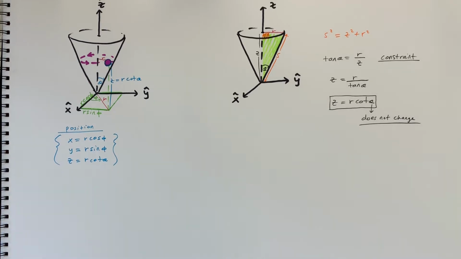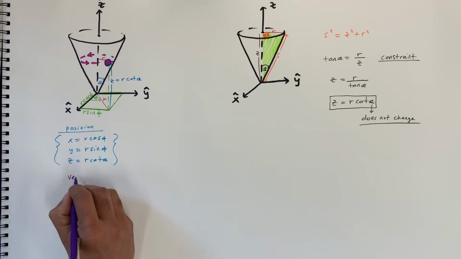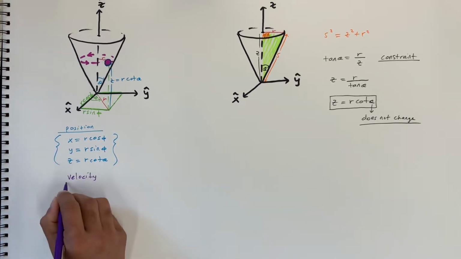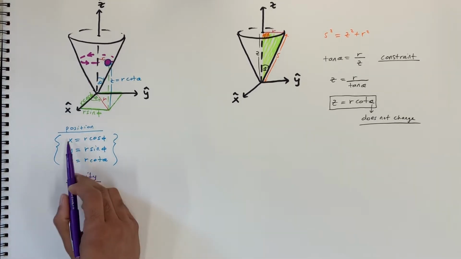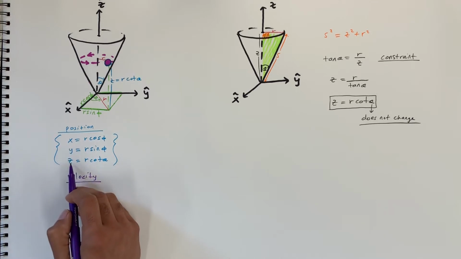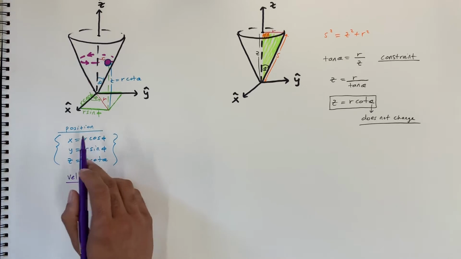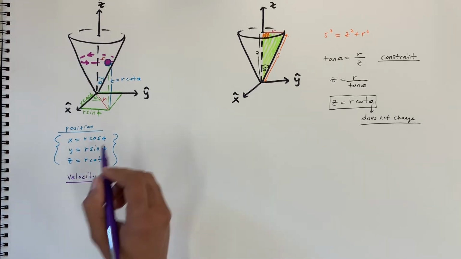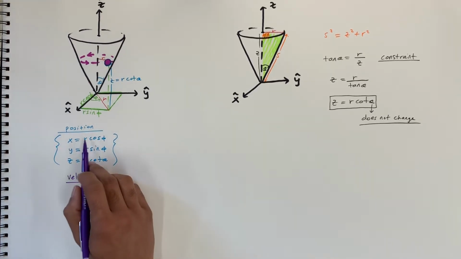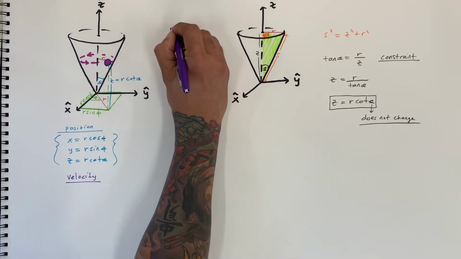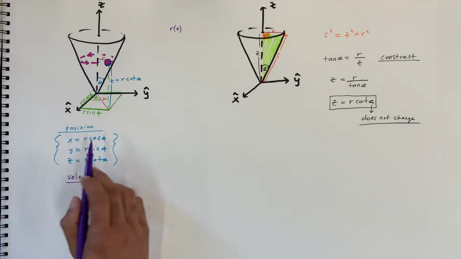So now let's take a look at our velocity. The velocity of this particle, we just take the derivatives of the position, but we have to keep in mind and understand what's changing and what's not changing. So r is a function of time. So really, this is how the notation is.